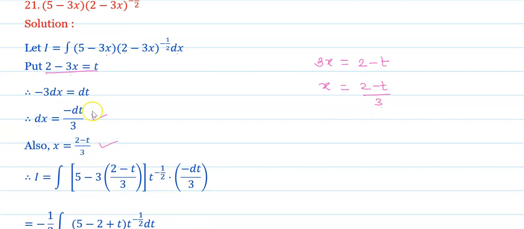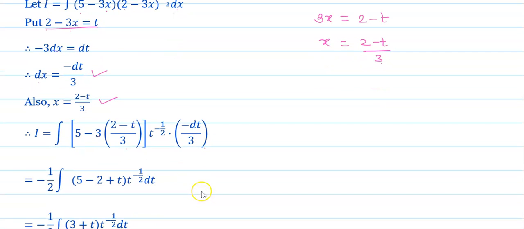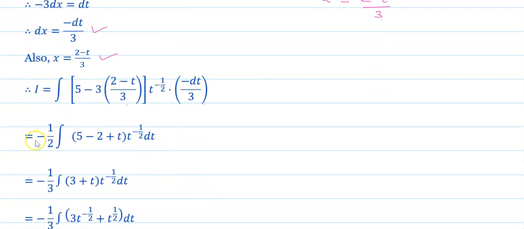See the expression here. This is the integral of 5 minus 3x, where the value of x is 2 minus t upon 3, bracket complete, into t raised to minus 1 upon 2, and the value of dx is minus dt upon 3. Now the next simplification. This is the integral I equals. The simplification is minus dt upon 3, and hence it is minus 1 by 3.